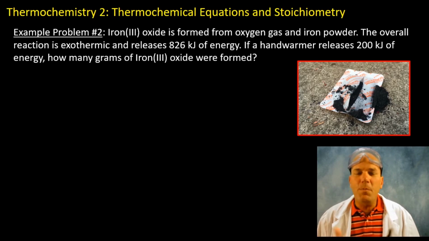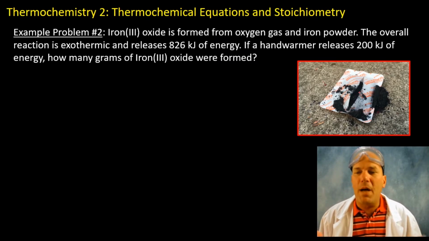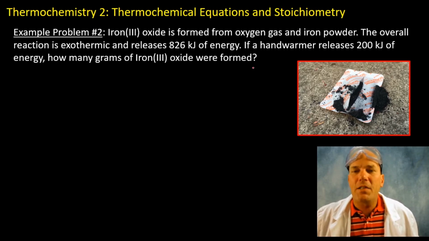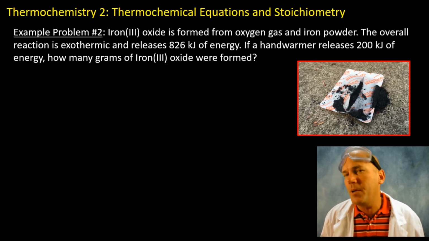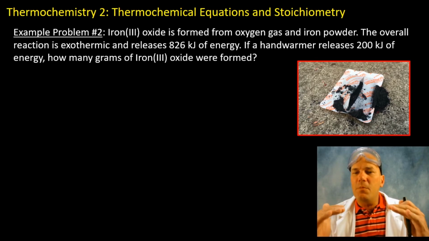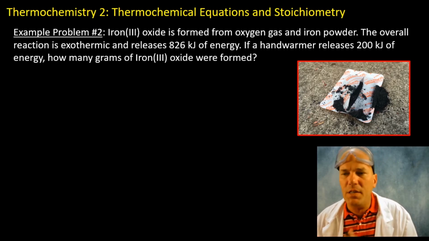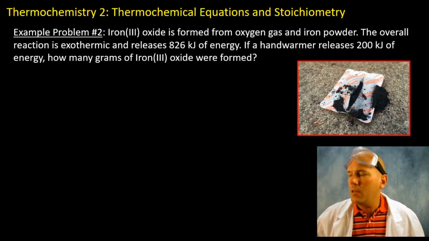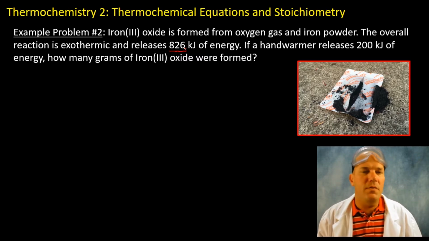So this is cool because this is the reaction that occurs in a hot hands, a hand warmer that you can buy at the store, where you open it and you shake it, you expose it to oxygen gas, and then it warms up. All right, that's the result of an exothermic reaction. So in this particular problem, we're told that a hand warmer is releasing 200 kilojoules of energy. Now, in the overall balanced chemical equation, we're told that we will yield 826 kilojoules of energy.